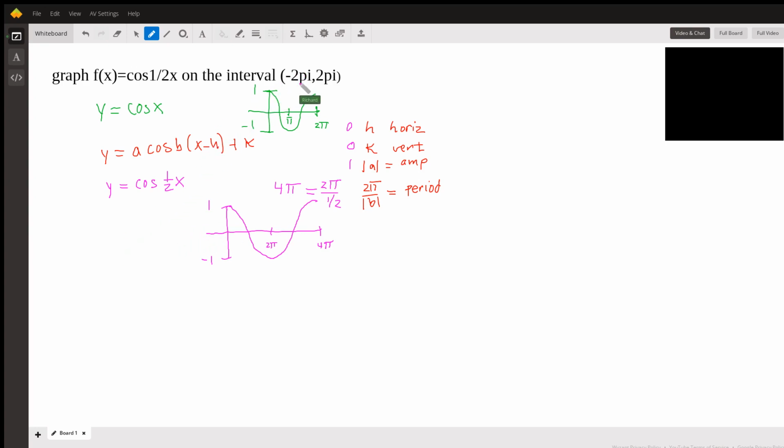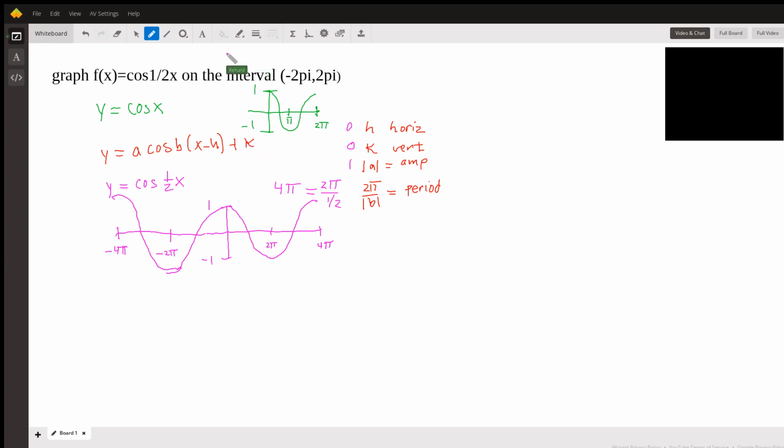Now, the problem asks us to graph from negative 2 pi to positive 2 pi. So we need to extend this. I would extend it. Usually teachers want to see a graph for 2 full periods. Each period for this guy is 4 pi. So I'm just going to do what most teachers would ask for here. And we'll put in our negatives. And then you can see, we're going to reach the minimum here and then come back up and over.